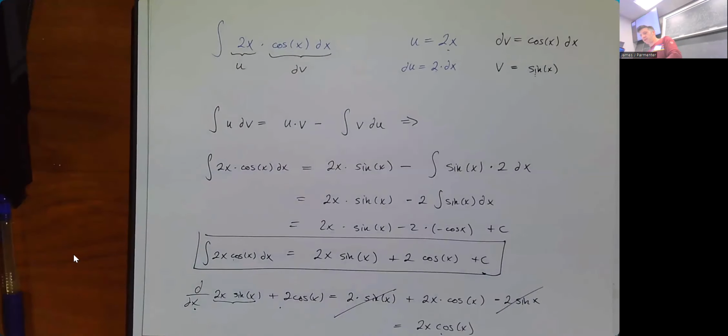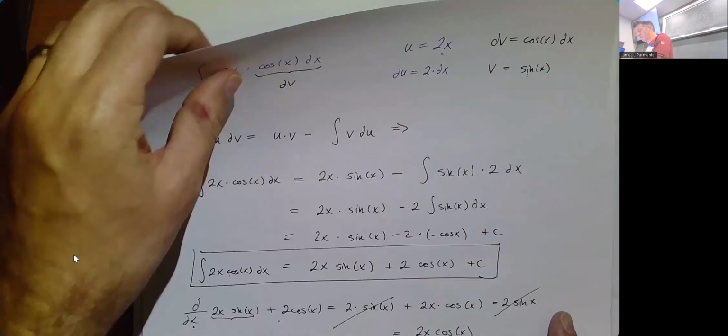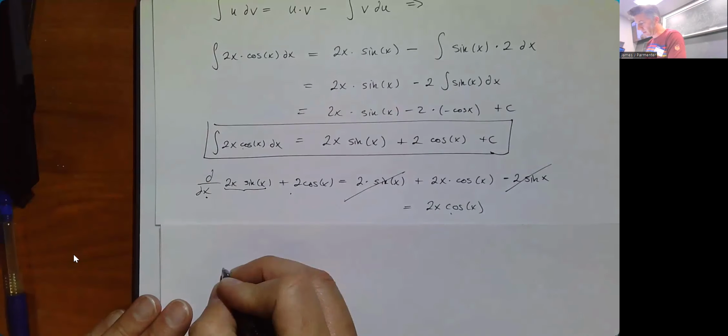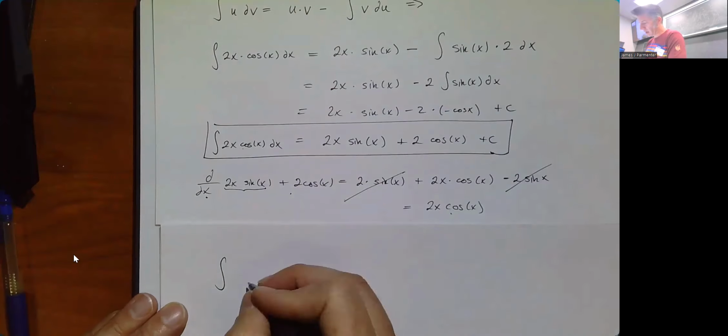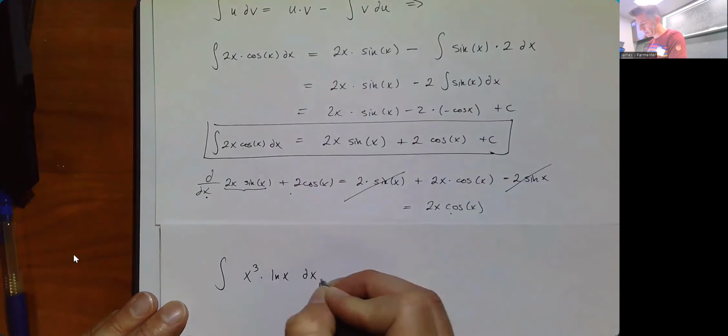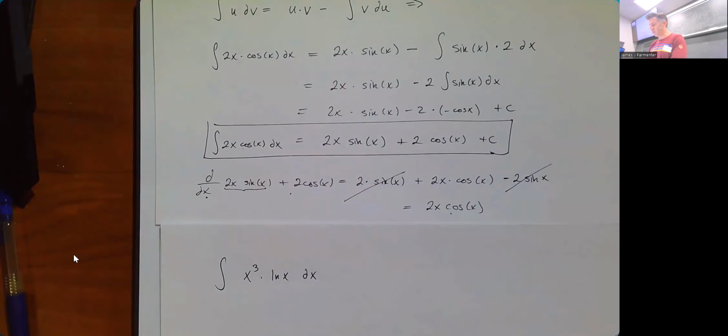Let me throw one more at you. I know we got 2 minutes. Just one more thing here, and I promise. Let's say I want to find the integral of x cubed times the natural log of x dx. Now let's make it from 1 to e. Let's make it exciting.